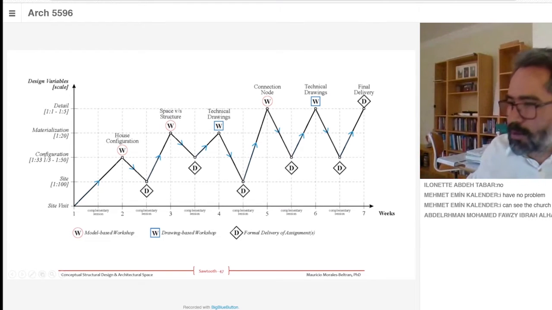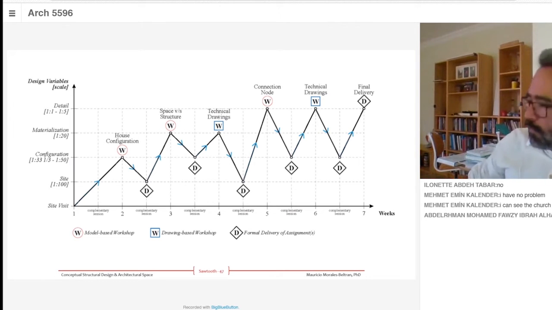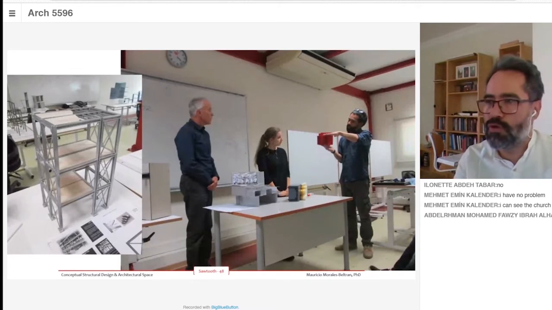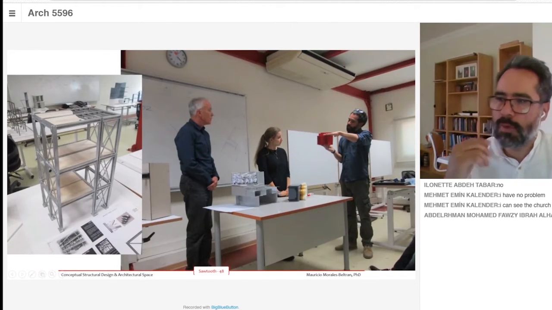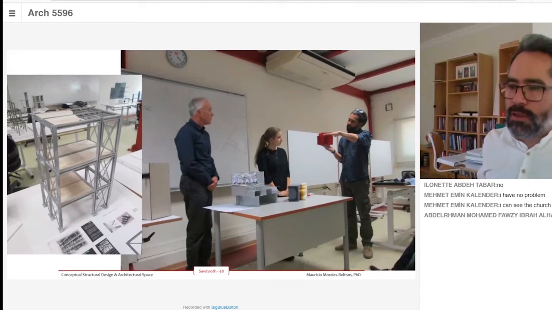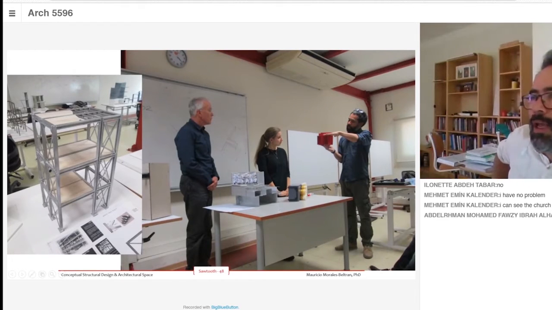And here, in the 5th week, we introduced the problem of the node, which is the connection detail, really, really close, which is what you see here. Well, what you see to the left, this model, is a model of a house displaying the structural system. This student was working with steel, and after that we jumped directly from this scale to the connection detail, which was 1 to 5 or 1 to 2.